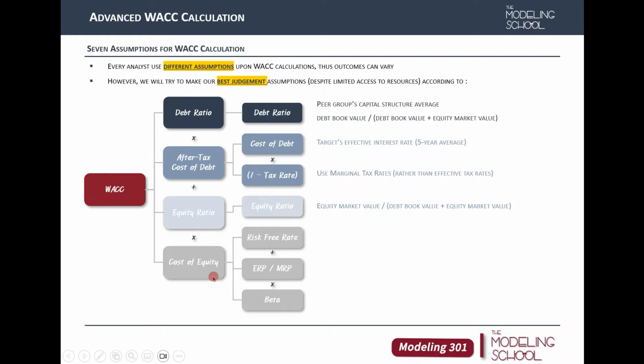And the last part, we have to calculate cost of equity, and it has the most components. Risk-free rate, we need the equity risk premium and the beta as well. And actually, this is one of the parts where it's most affecting weighted average cost of capital, because usually companies have a very high equity ratio, equity structure.